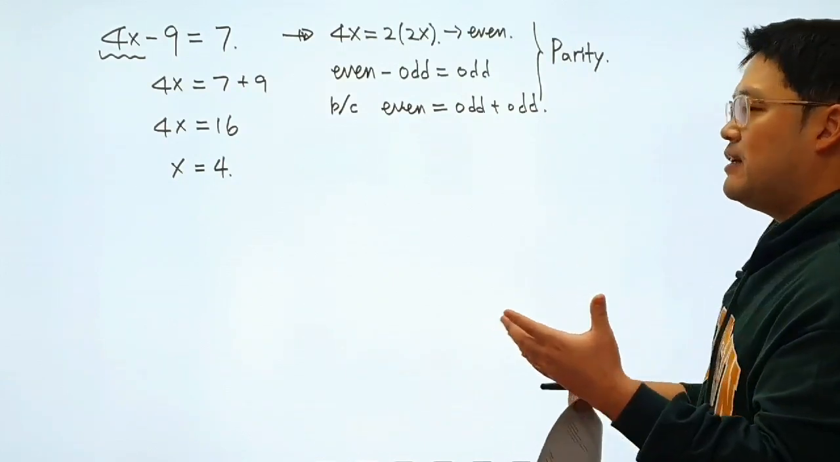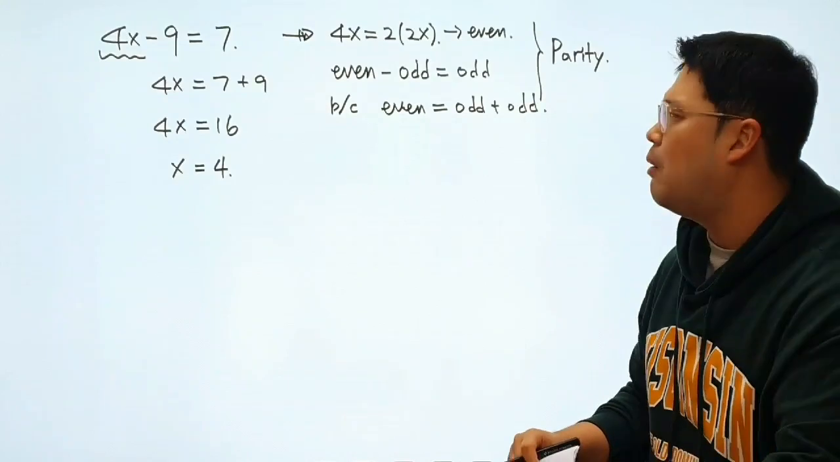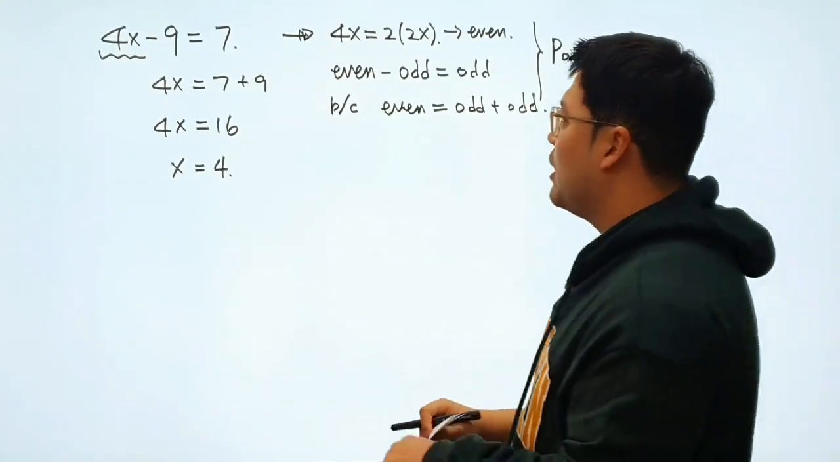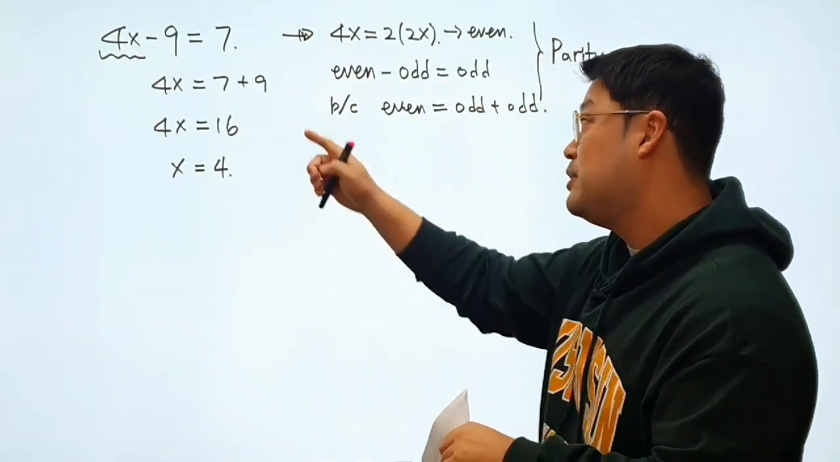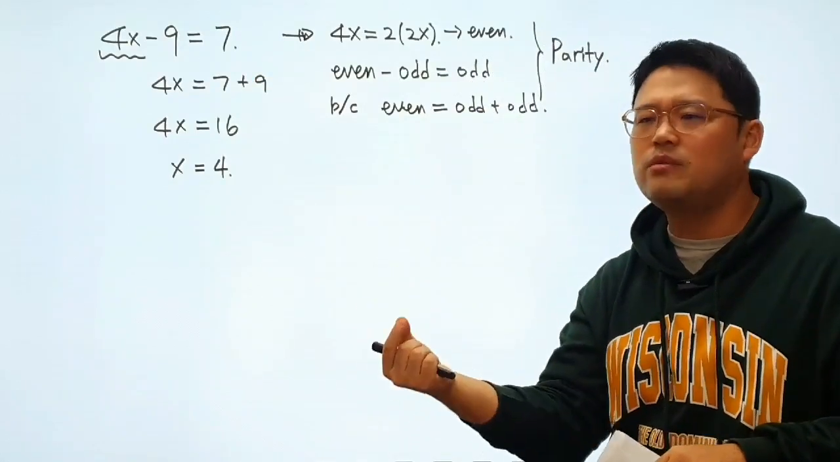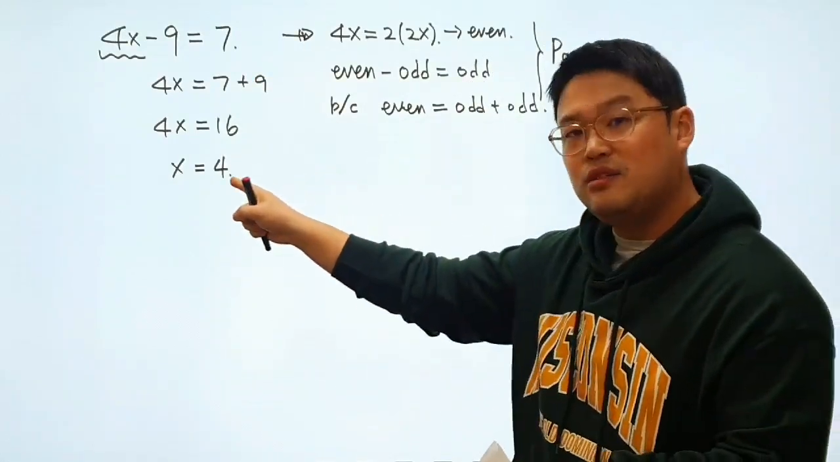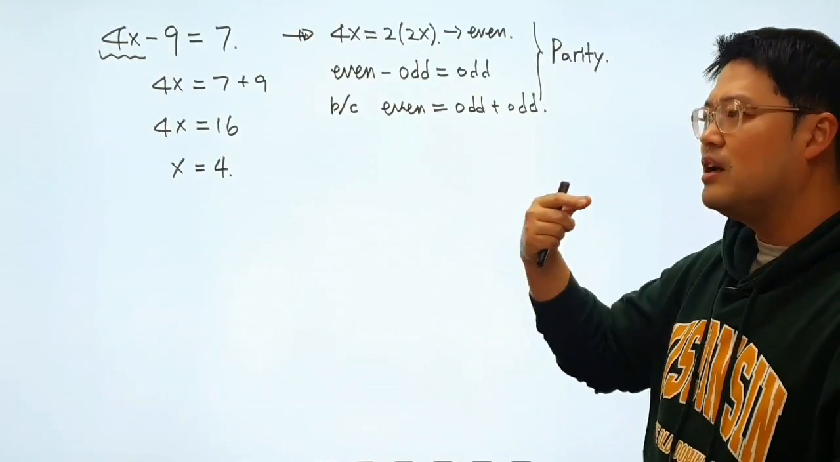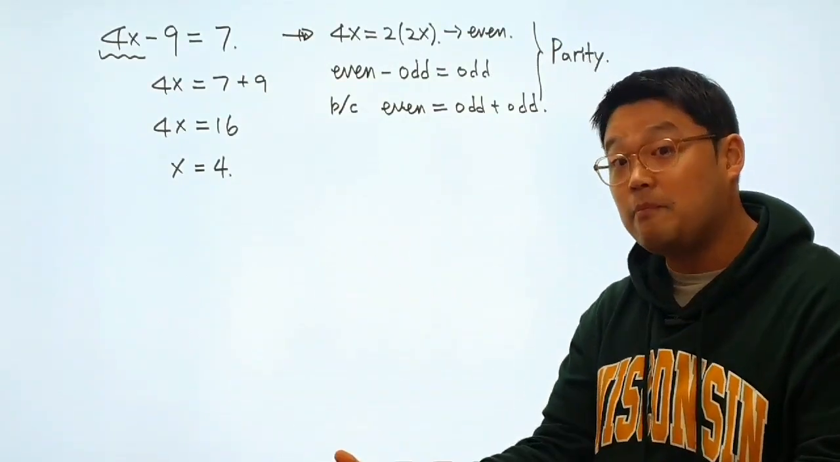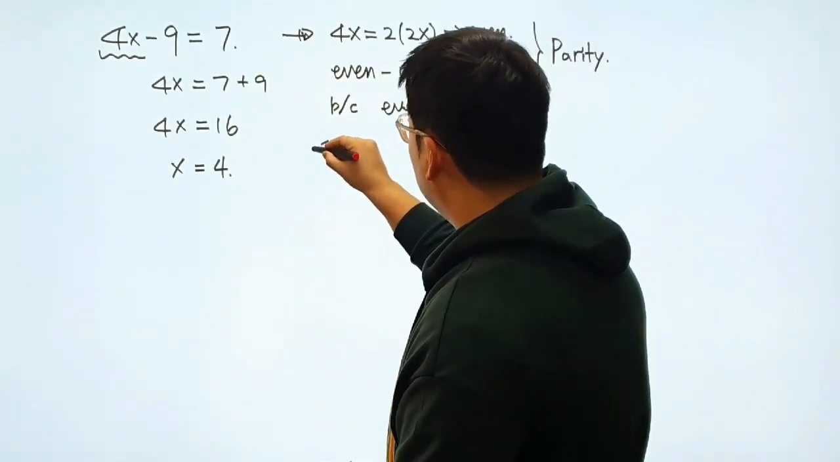What about 4x minus 9 divided by 4? If it's divided by 4, I need to get a remainder of 3, because 7 leaves a remainder of 3, and I get an integer solution. So in order to get an integer solution, the remainder has got to be the same if I divide by 4. All right, so check this out.